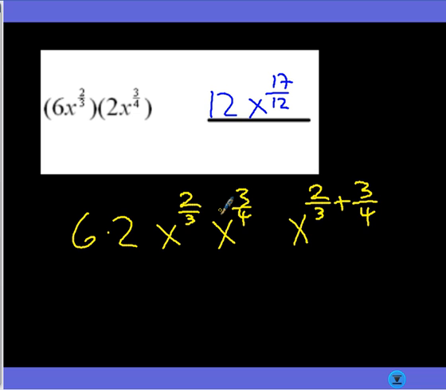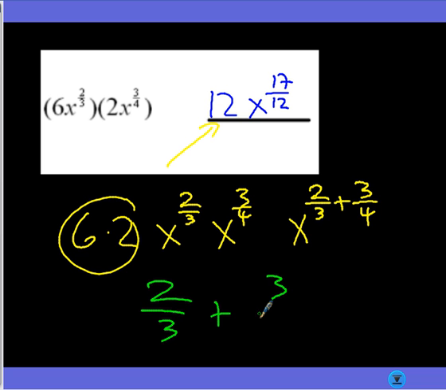So we know it's going to be 12 here, right? So there's my 12. I just need to add those exponents. I just need to add 2/3 plus 3/4. Common denominator. If you have fractions on the quiz, which you will, okay, they're not going to be super complicated, right? What's the common denominator of 3 and 4? The least common multiple of 3 and 4 is 12, right? I multiply 3 times 4, and that will give me the 12.